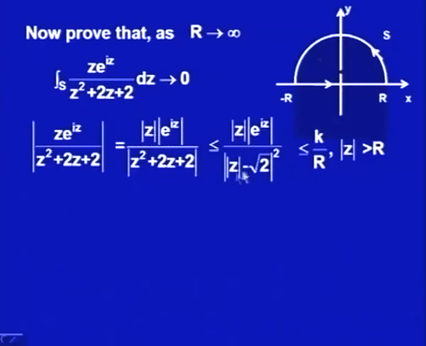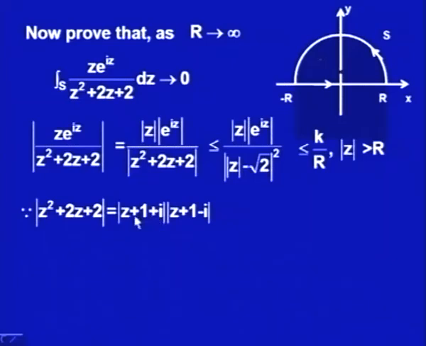So, we have got that this is bounded by k upon r when mod z is greater than r. But let us see how we have got the denominator. This is the explanation for this. z² + 2z + 2 we could write as (z + 1 + i)(z + 1 - i). I am writing that the absolute value of x into y is mod of x into mod of y.